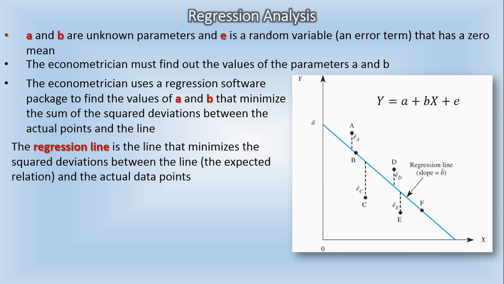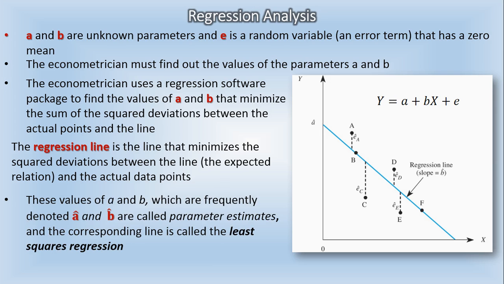So that line that is estimated via this process is called the regression line. It's the line that minimizes the squared deviations between the line and the actual data points. So these values of A and B, which we estimate, are denoted A hat and B hat. They're called parameter estimates. So we put that little hat on top of it just to signify that they are the estimated values of those parameters and not the actual parameters. And the corresponding line is known as the least squares regression.